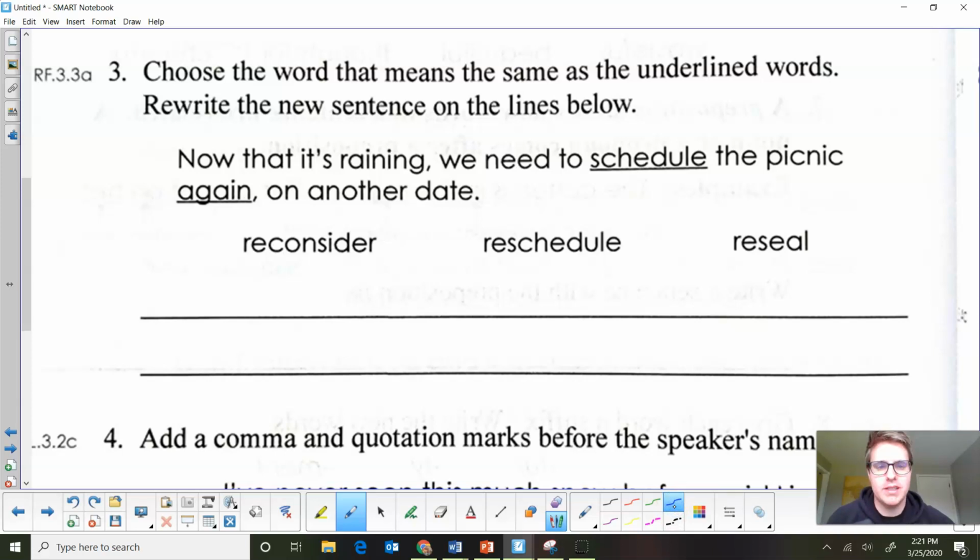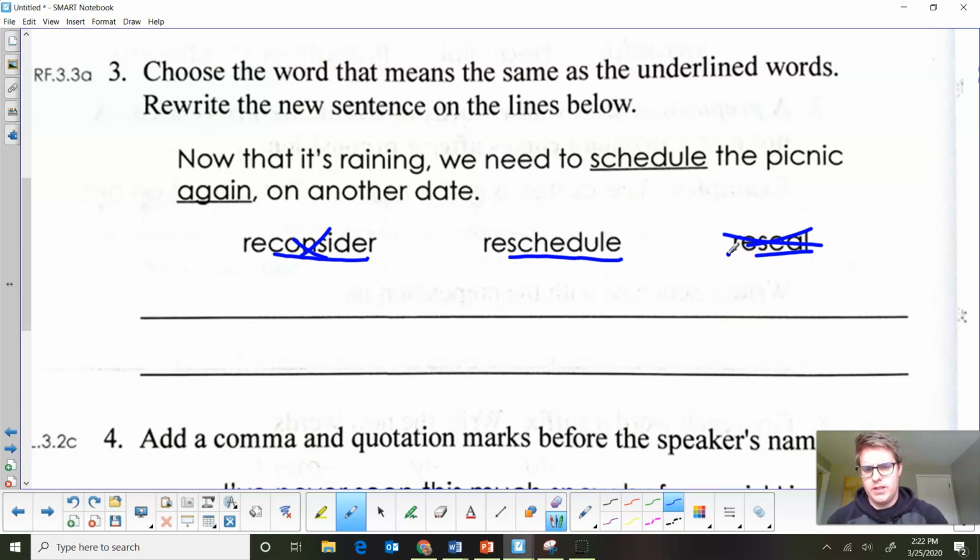Alright, choose the word that means the same as the underlined words. Rewrite the new sentence on the lines below. So now that it's raining, we need to schedule, as the British would say, or schedule as we would say, the picnic again on another date. So which one means to schedule again? Reconsider? Consider is definitely not schedule. Reschedule, that one's probably right. Or reseal, well, seal is not schedule. So how do we rewrite this sentence using the word reschedule?